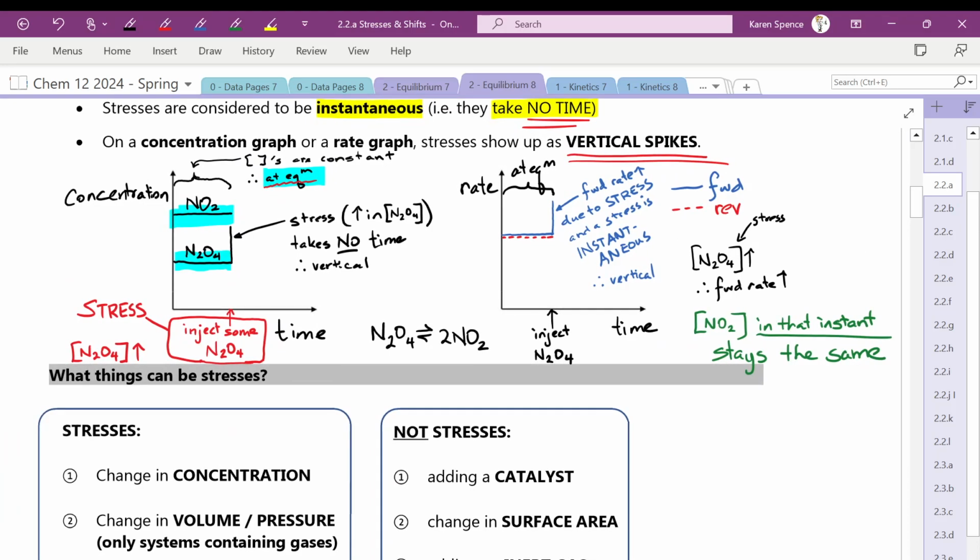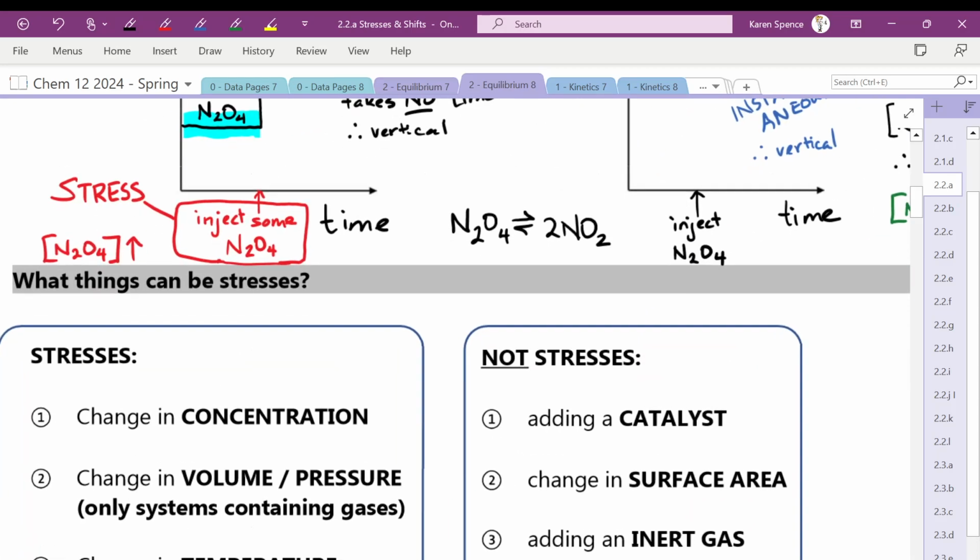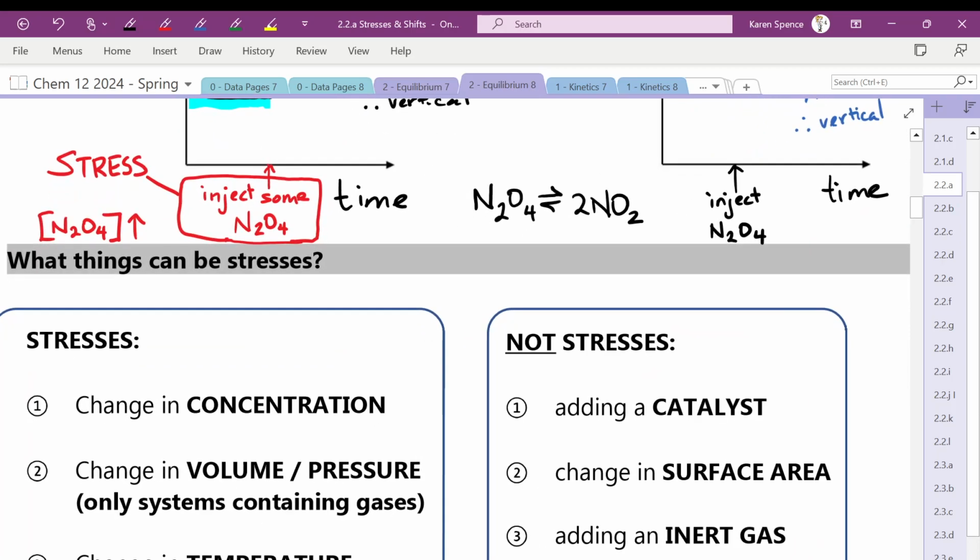Now, what things can be stresses? Remember, it needs to be something we can change, and it needs to change the rate and make the rates unequal. So if I change the concentration, I will be changing the rate of one direction or the other direction. Yes? So a change in concentration is a stress.